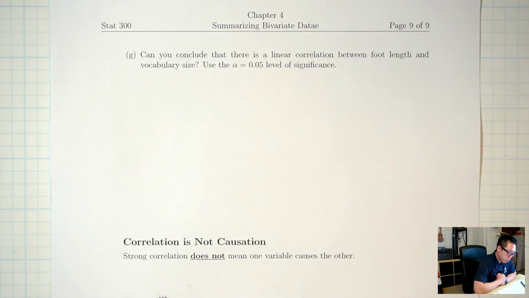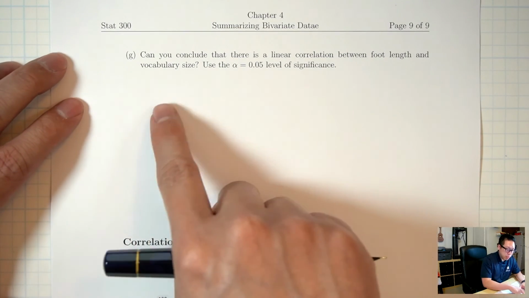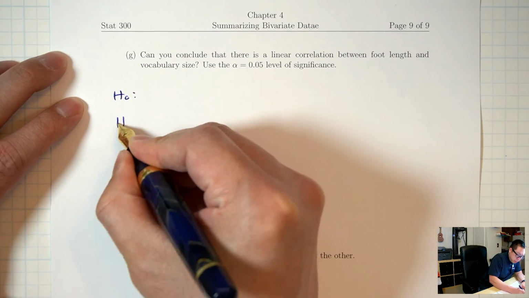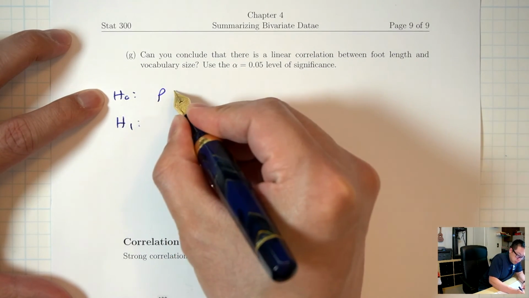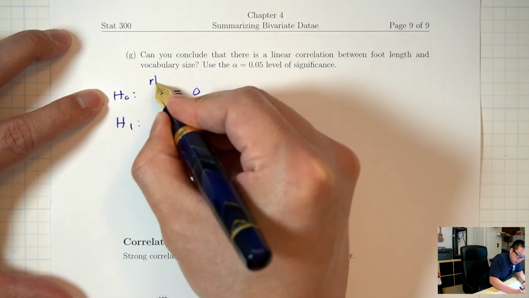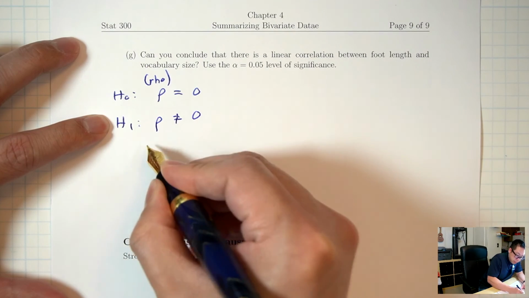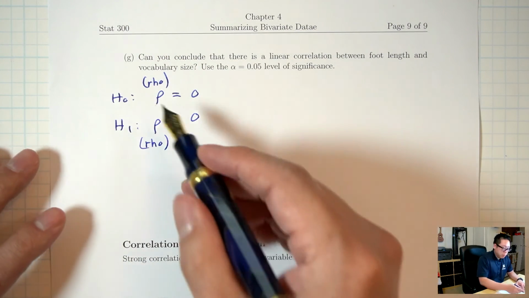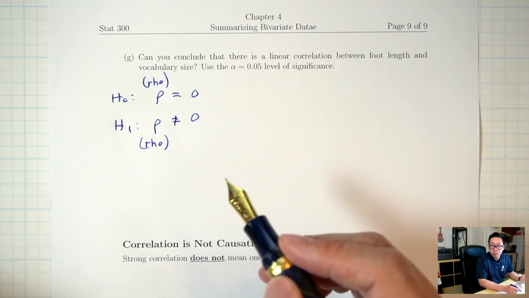Part G. Can you conclude that there's a linear correlation between foot length and vocabulary size? This is the hypothesis test. For the hypothesis test for a test for linear correlation, I'm only going to ask for the H0, H1. The H0 for a test for linear correlation is going to say rho equals 0. Okay, this is the Greek letter rho. H1 is going to say rho not equal to 0. Think of these rhos as R's. R equals 0, that means that there's no correlation at all. R not equal to 0 means that there's some correlation.